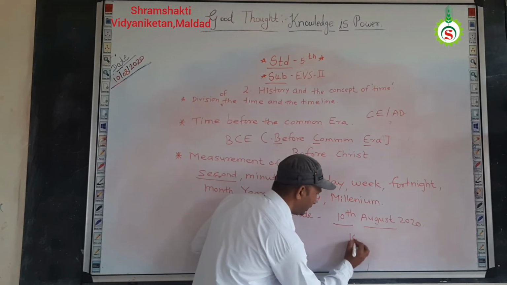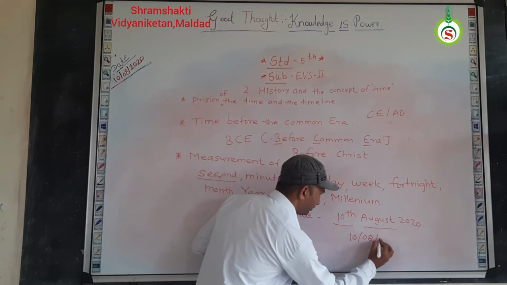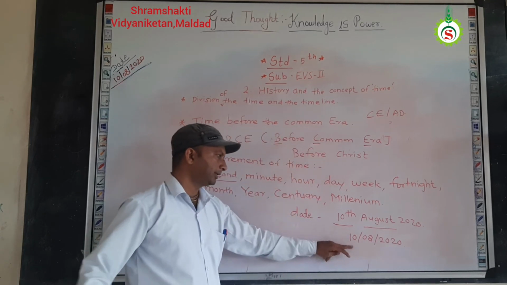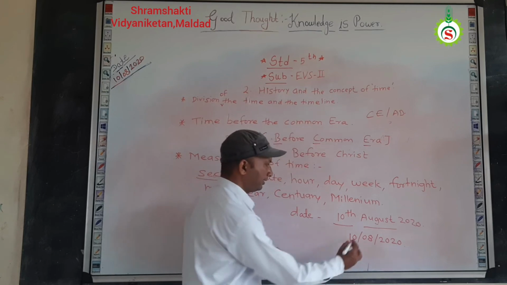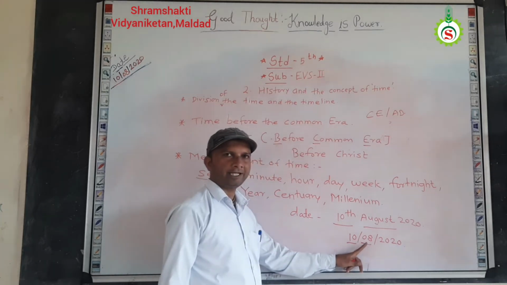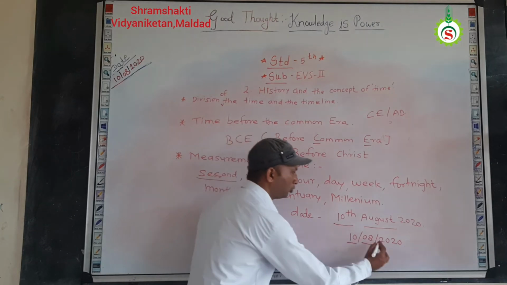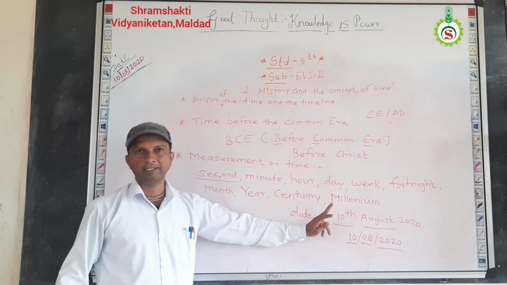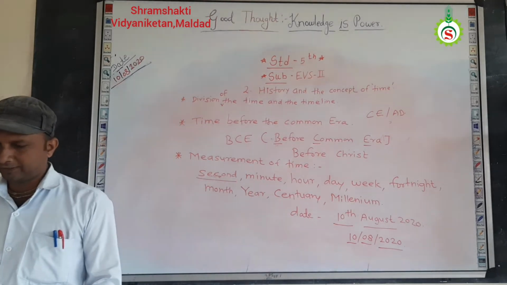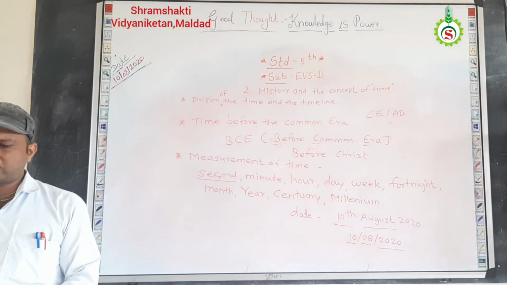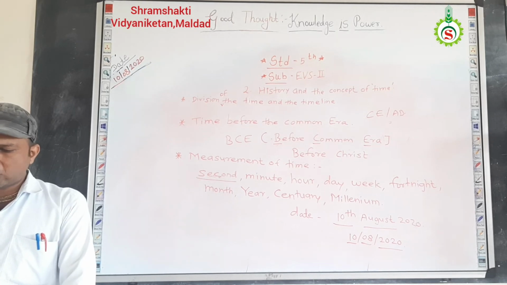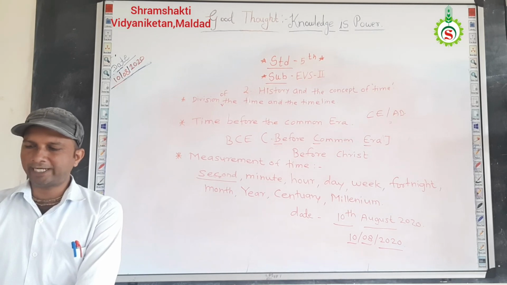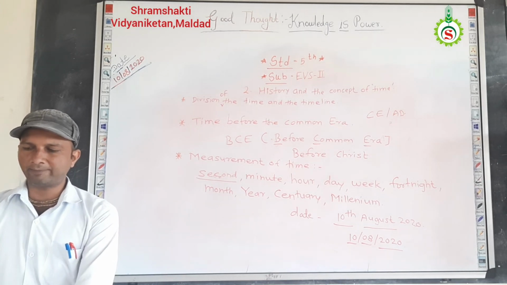It is also written as 10/08/2020, like this. 10 is the serial number of the day. 08 means 8 is the serial number of the month of the year, and 2020 is the serial number of the year. So these are the methods of writing the date at present. The date consists of the serial number of that day followed by the name or serial number of the current month.